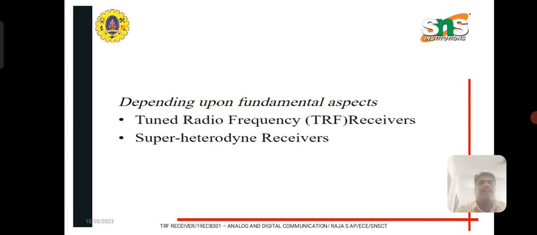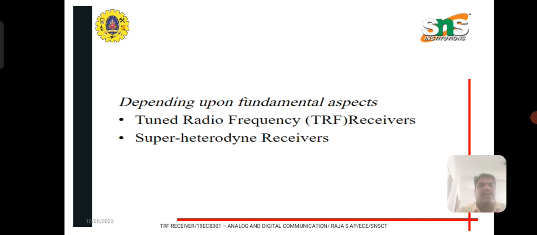Depending upon the fundamental aspect, that is how these receivers receive the input signal, the radio receivers are classified into two types. One is called the tuned radio frequency receiver, the other one is called the superheterodyne receiver.